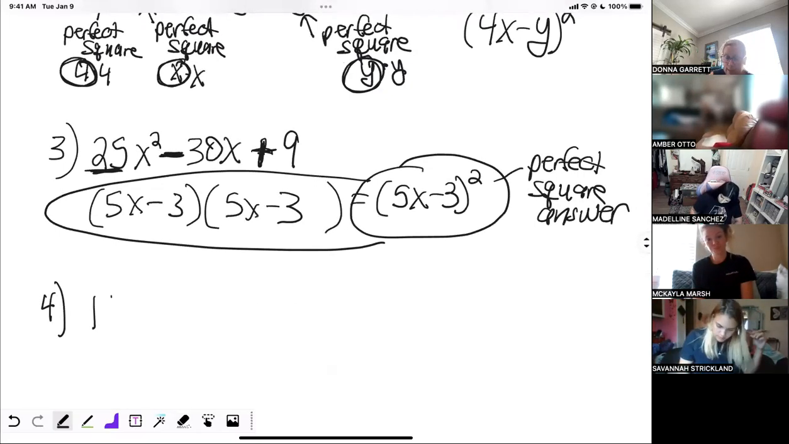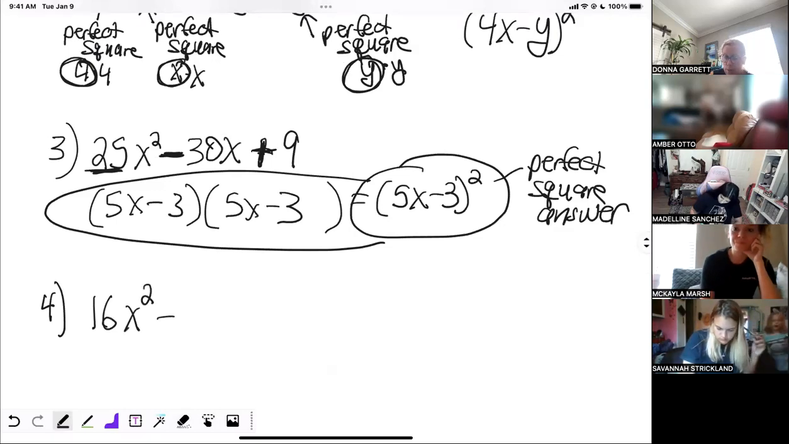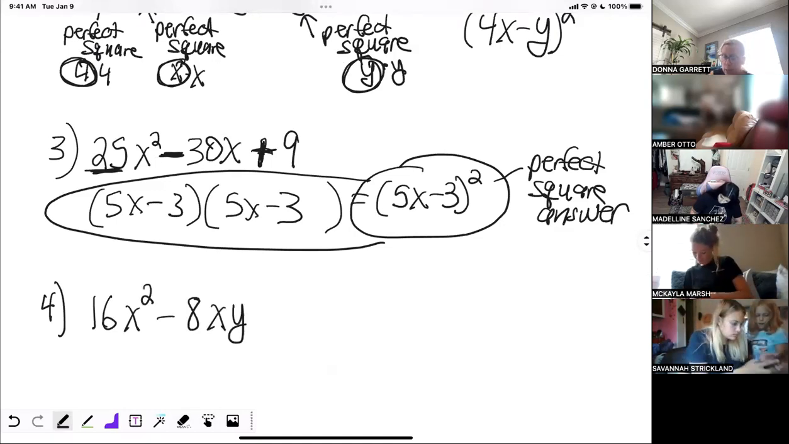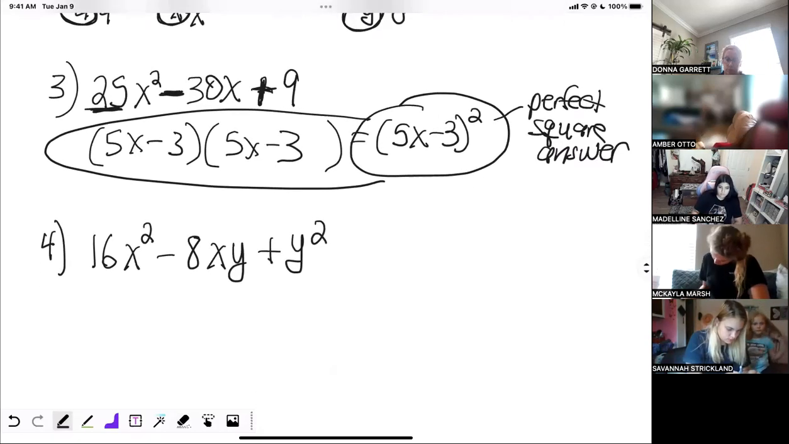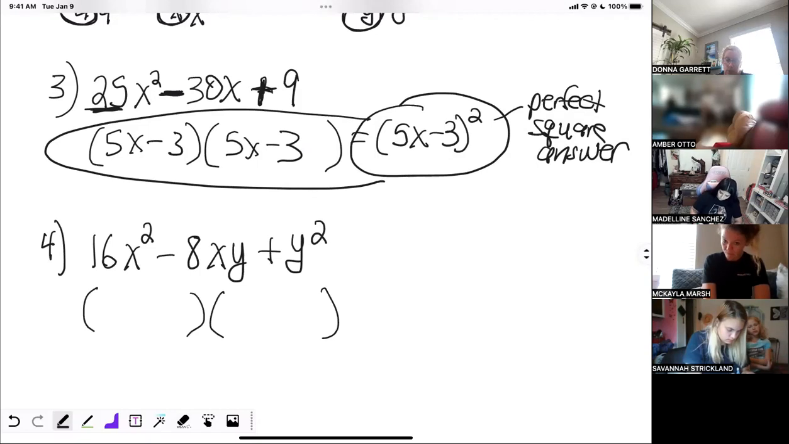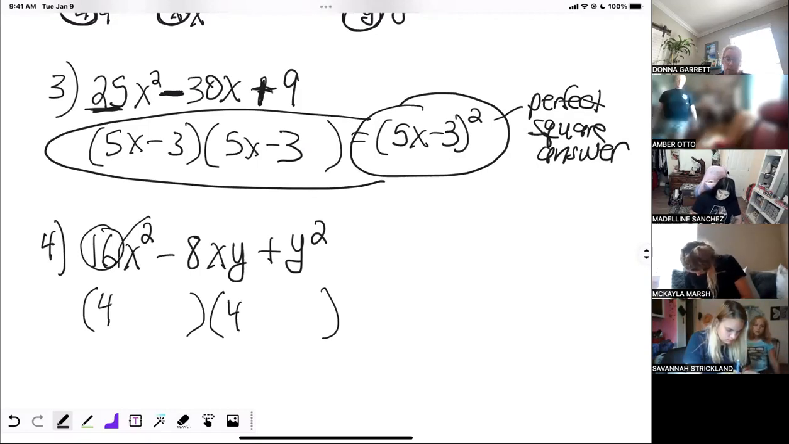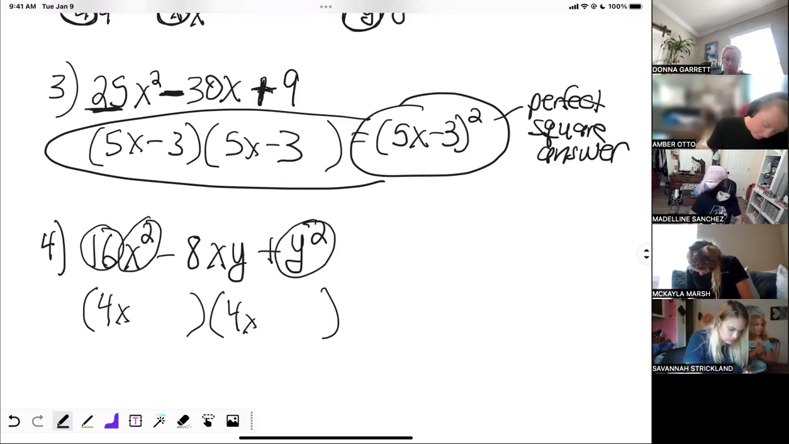Four. 16x squared minus 8xy plus y squared. Okay, 16, 4 and 4, perfect square. X squared, x and x, perfect square. Y squared, y and y, perfect square. I have a negative, I have a positive. That's a negative and a negative.